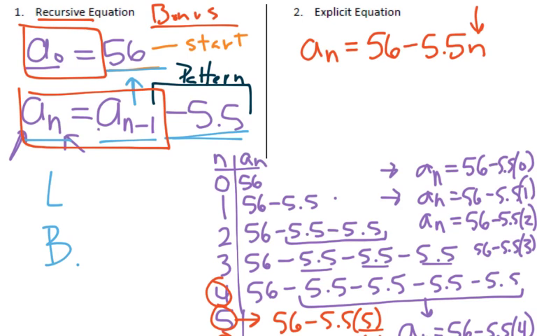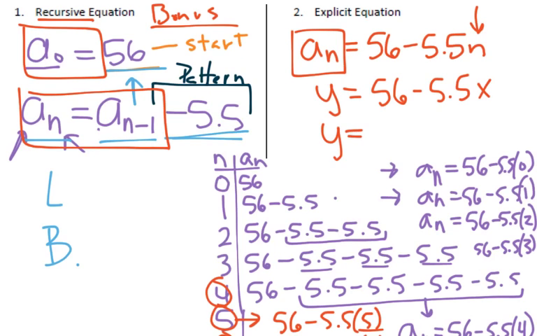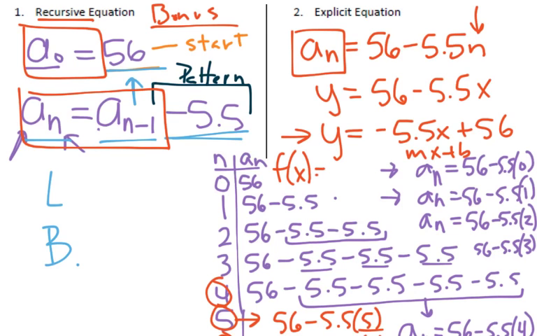Okay, that n stands for an input, a sub n stands for an output. That's how I connect it. Okay, now we could also write it y equals 56 minus 5.5 times x. We could also write it y equals negative 5.5x plus 56, which is that slope-intercept form, mx plus b. It's all the same. Okay, you could even write it f of x equals 56 minus 5.5x. Okay, all those stand in for the same thing. Okay, all of those stand in for our explicit equation. You only need to write one of them though.